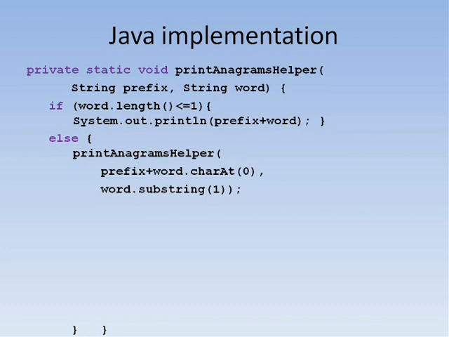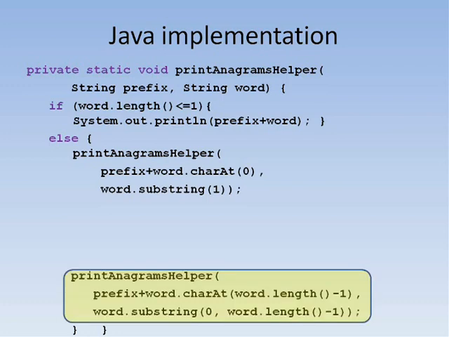So if the word is n letters long, we'll print out all of the anagrams for the word with the last n-1 characters, with the first letter as a prefix, plus any prefix that we already had. We do the same thing for the last letter of the word. We add the last letter to the prefix and do a recursive call with the first n-1 characters of word.